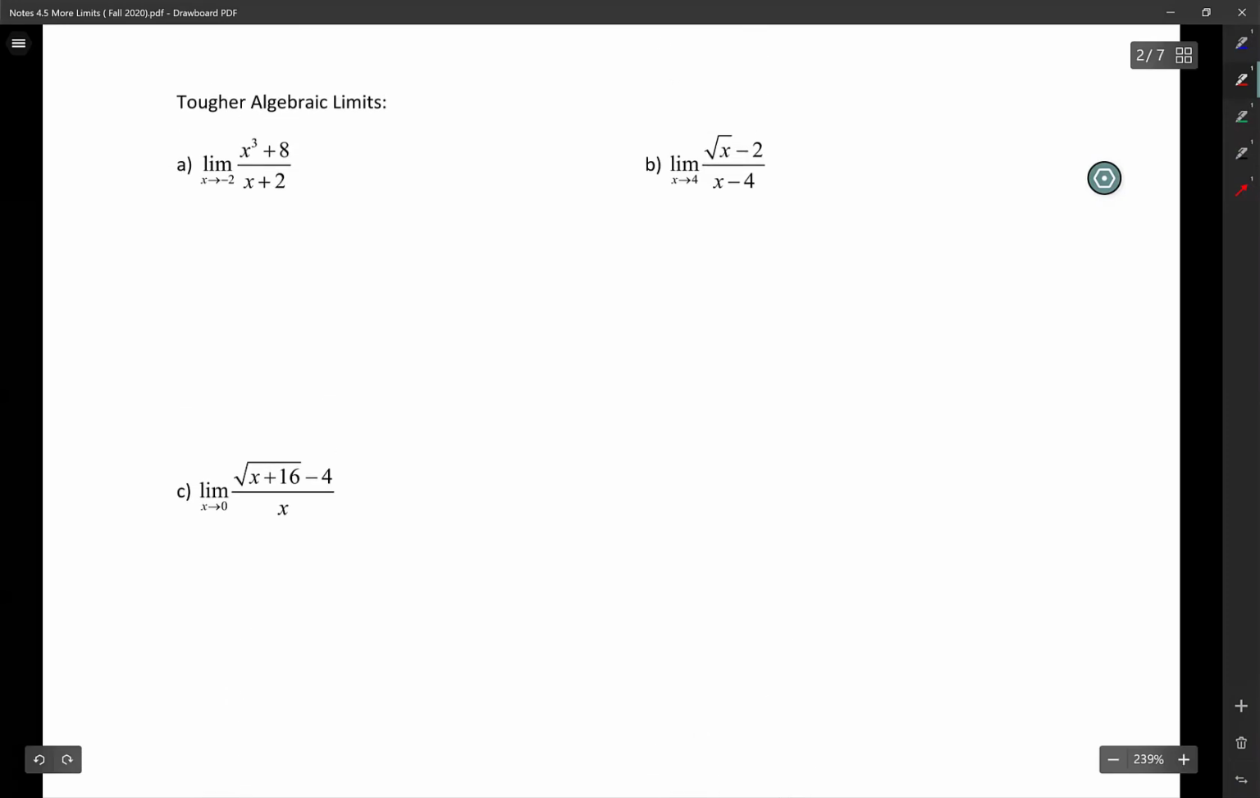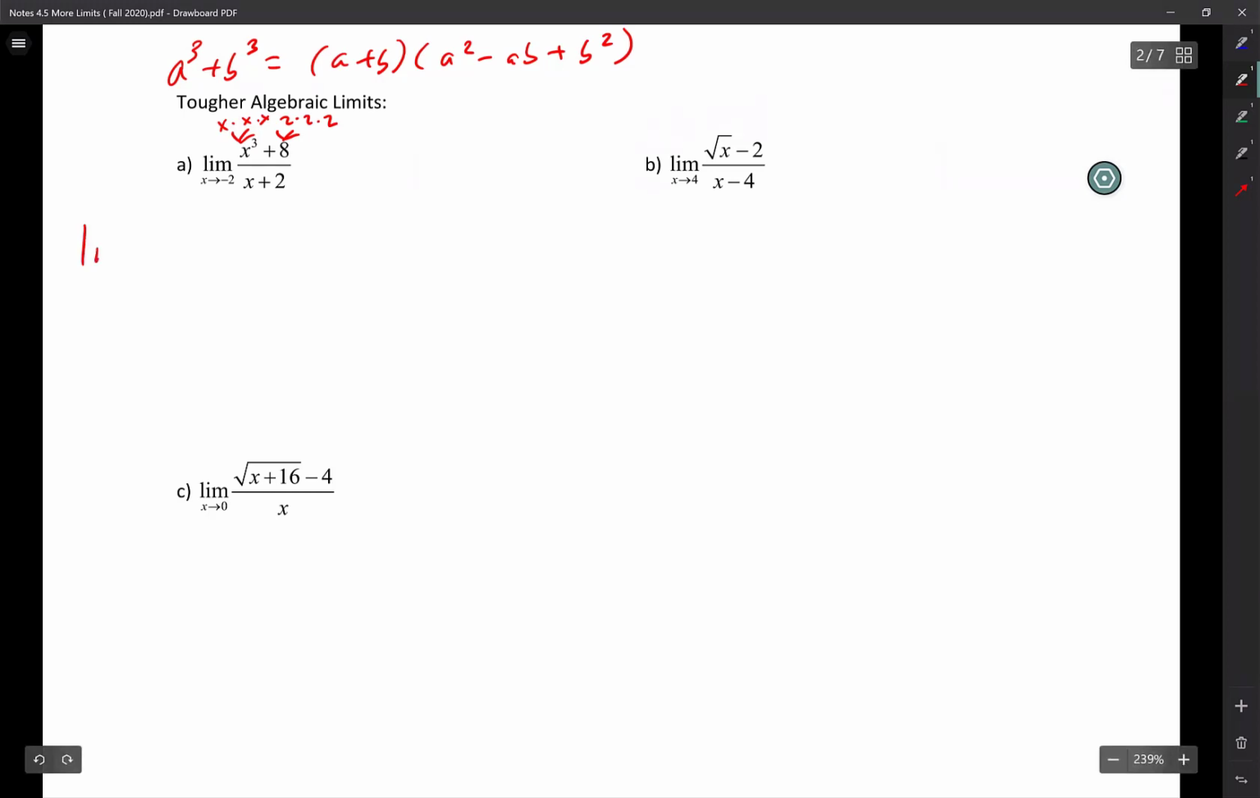So letter A, you can't do direct substitution because you get 0 over 0. But notice that's an 8, and I see a cube there, so that's a hint. So the numerator is a sum of cubes. So if you forgot what sum of cubes looks like, it looks like this. So that's what I'm going to do. This is x times x times x. This is 2 times 2 times 2. So the b is a 2.